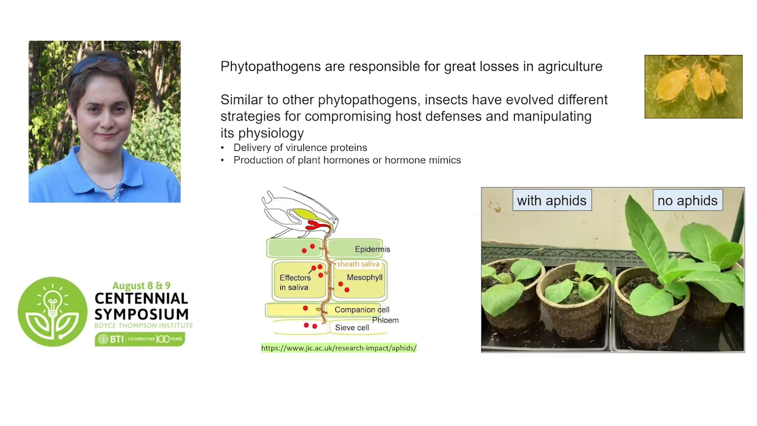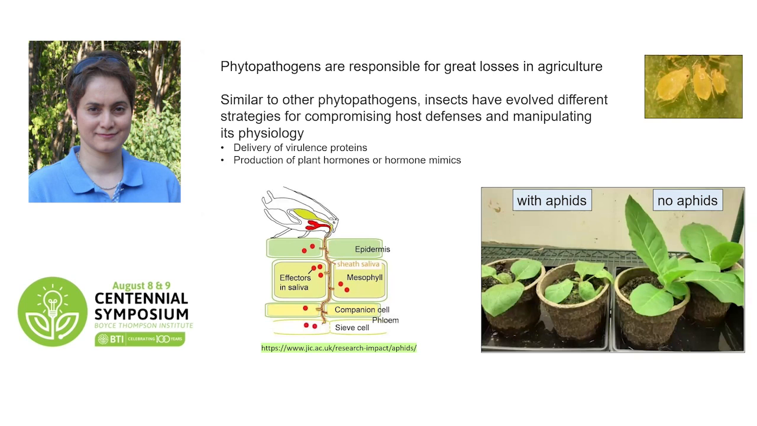Similar to other phytopathogens, insects also manipulate plant physiology by delivering a cohort of proteins and small biomolecules such as hormones into the plant cell, through which they control physiology and manipulate and compromise plants' defense.